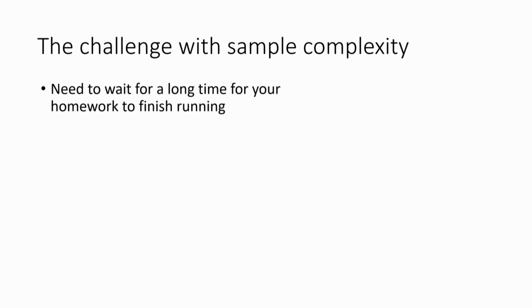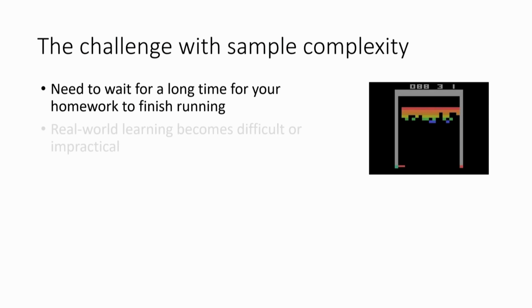And of course, poor sample complexity is an issue for a whole range of reasons. You need to wait for a long time for your homework to finish, which means that you might not submit on time if your deadline is 11:59 p.m. But that's a problem that's very specific to this class. Outside of this class, real-world learning becomes difficult or even impractical if you have very high sample complexity. So there are just some things that you cannot do if you need your system to collect months or years of experience.